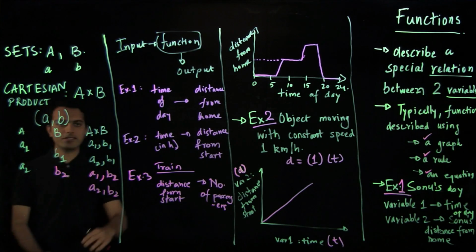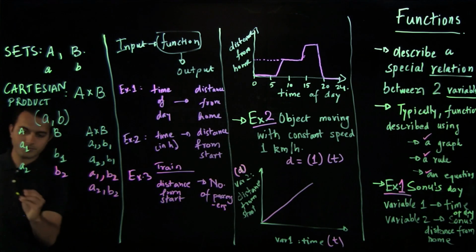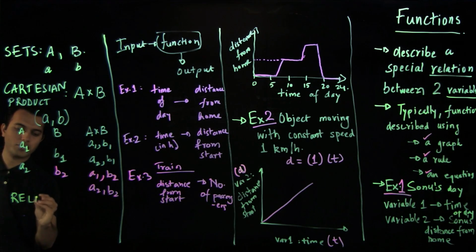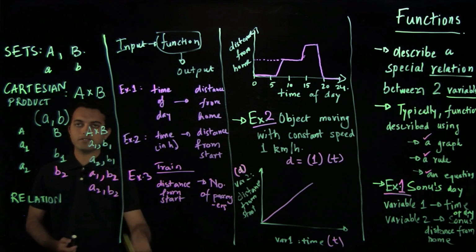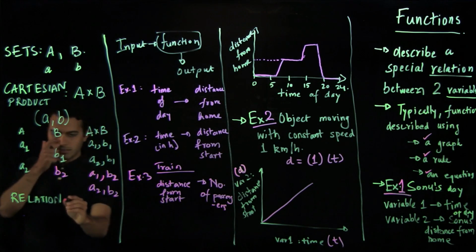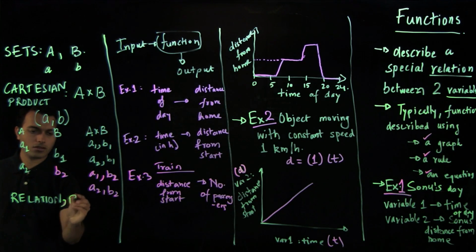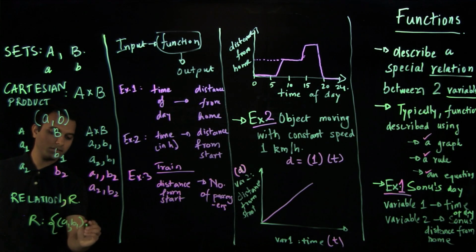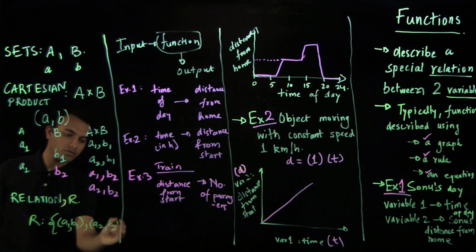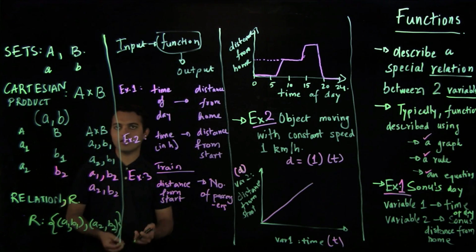This is a very big set, and a relation is defined as a subset of the Cartesian product. So let's say for some reason you are only interested in a subset of this Cartesian product set. Let's call it R. So this R, let's say, has (a1, b1) and (a2, b2), and so any subset of the Cartesian product is a relation.